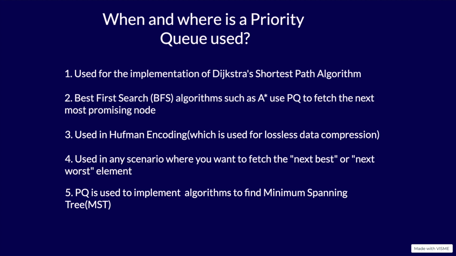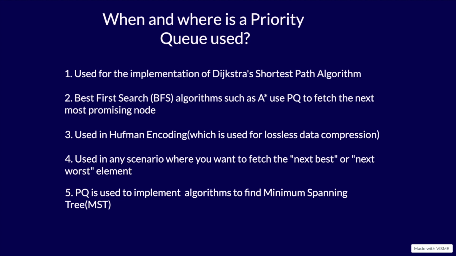The next one is that it is used in any best first search algorithm, such as A star, to fetch the next most promising node. Another phenomenal way to use a priority queue is for Huffman encoding, which is used for lossless data compression.